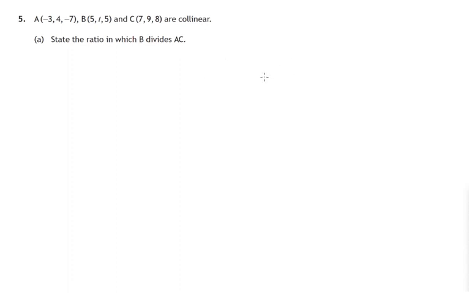In this question we're told the coordinates of these 3 points in three-dimensional space, A, B and C, and we're told that they're collinear. What collinear means is that these 3 points lie on the same straight line. Now we're not sure yet what these relative distances A to B and B to C are. In fact, that's what we're asked to find. We're asked to find the ratio in which B divides AC. But what we do know is the coordinates of these 3 points: -3, 4, -7, 5, t, 5, we don't know the y coordinate of the point B, and 7, 9, 8.